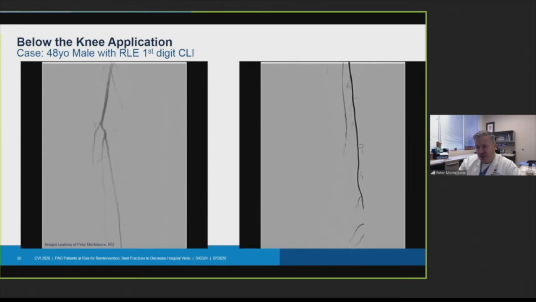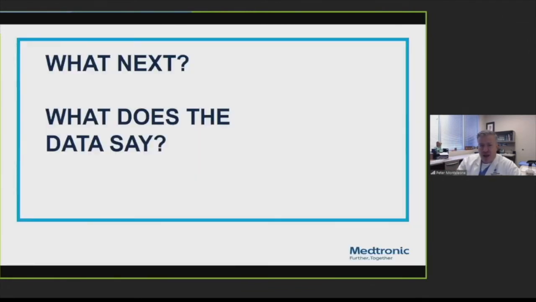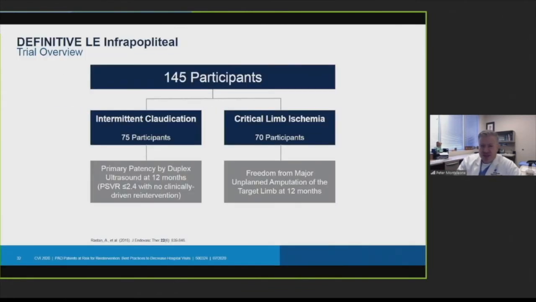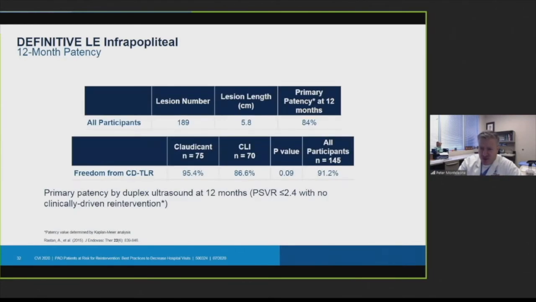Now, it's not totally occluded, it's subtotally occluded, but you can tell the perfusion pressure is likely significantly reduced, as we saw by his toe brachial indexes non-invasively, by how slow flow coming through that anterior tibial was. What do we do here? What does the data say here? Well, DEFINITIVE LE also had an infrapopliteal cohort, 145 patients, some with claudication, 70 of which had critical limb ischemia, like the patient we're discussing.